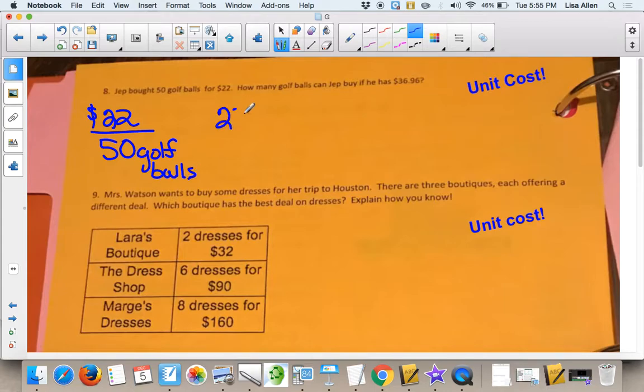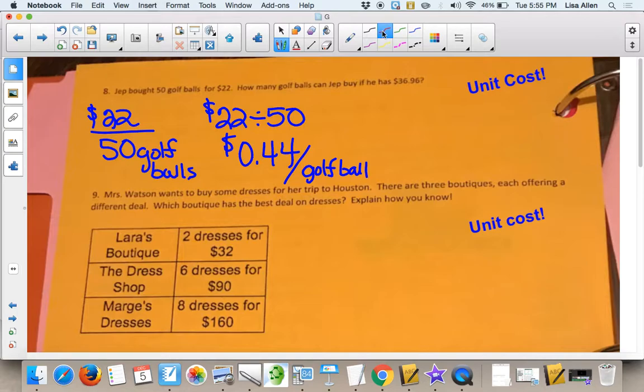So you're looking at 22 divided by 50, okay? $22 divided by 50. I know this is taking a little bit longer than I wanted to, I should have written this down. We get 0.44, so it's 44 cents per golf ball. I'm putting some labels on it so you can see. This is an important value, so 44 cents per golf ball.